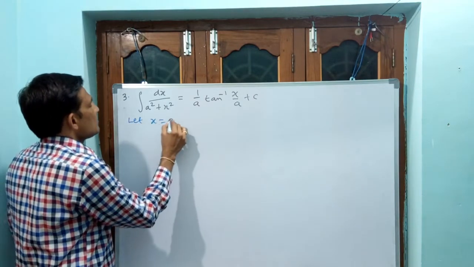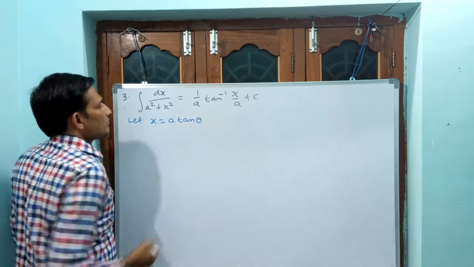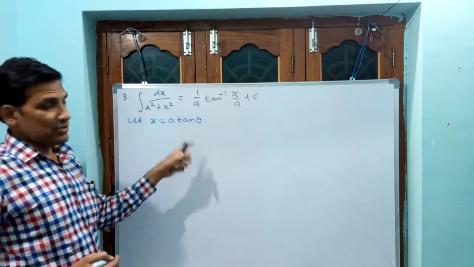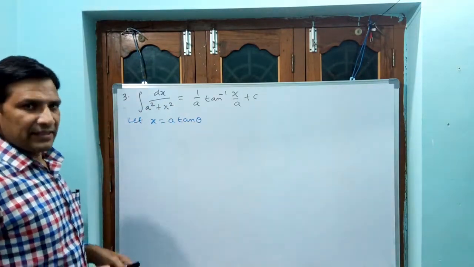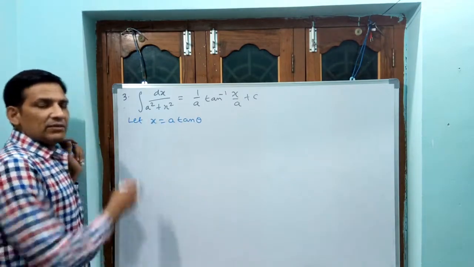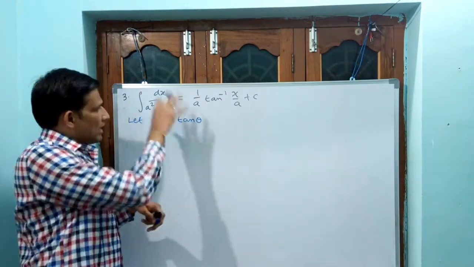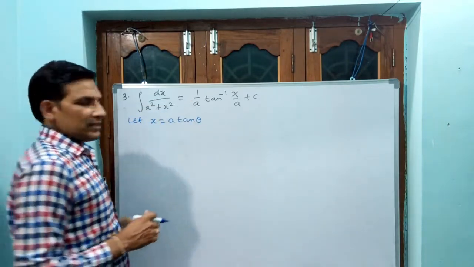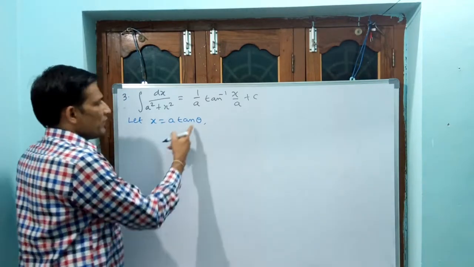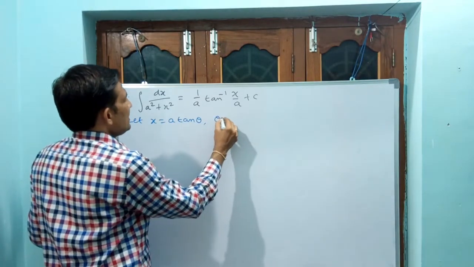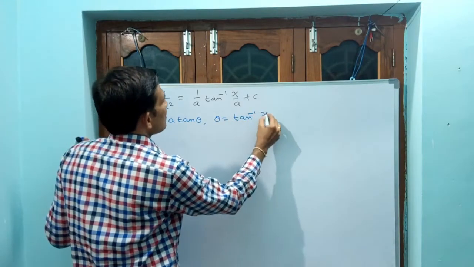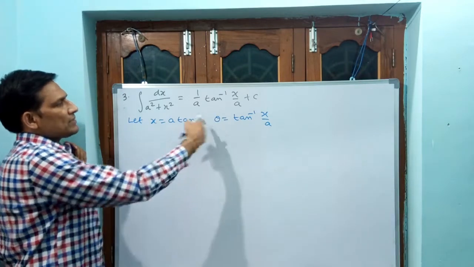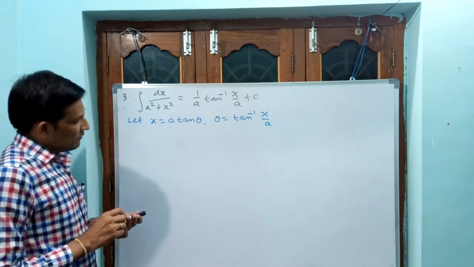Let x is equal to a tan theta. Why? Because I am seeing tan inverse, that is why I am taking x is equal to a tan theta. You may ask why I have taken tan theta only, why not sin theta or cos theta? But it is appearing like tan inverse, that is why I have taken tan theta. If it is like this, then tan theta is equal to x by a, so theta is equal to tan inverse x by a. Is it okay?